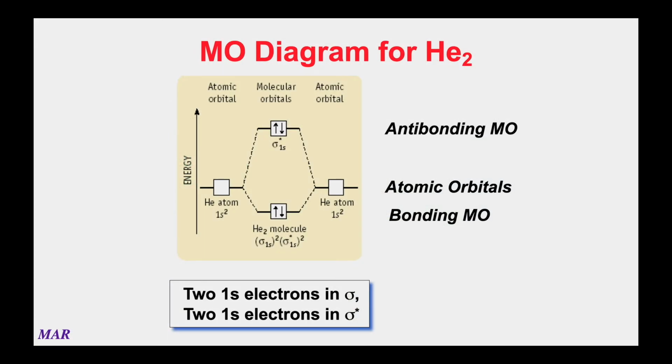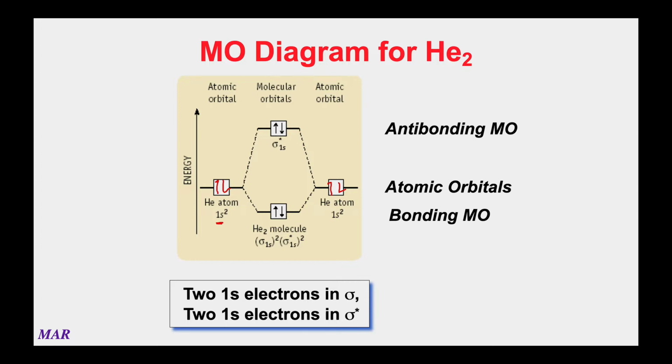Here's the molecular orbital diagram for the dihelium molecule. Now, helium has one more electron than hydrogen. So while hydrogen was a 1s1, helium is a 1s2. So initially, if you will, you'd have two arrows, one up and one down, in each of the heliums. So there are 4 electrons total.